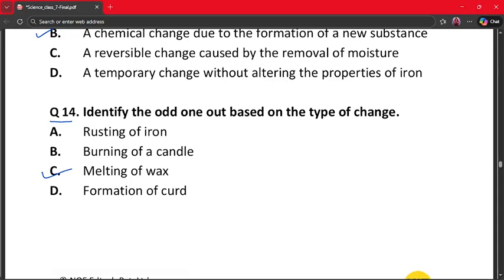burning involve new substances. Melting of wax only changes the state. No new substance is formed. So melting of wax is a physical change that makes it the odd one out.